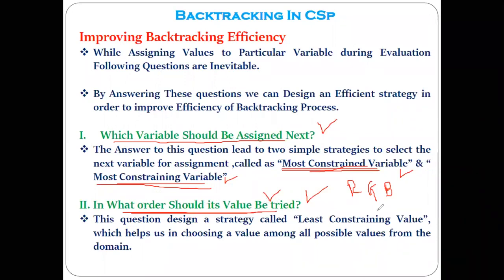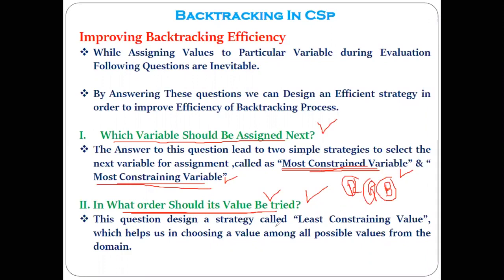It means which color should be taken first. Which color will get chosen first, whether red, green or blue? Instead of randomly taking any color, what is the question saying? You must think about which color must be chosen first, keeping in mind that the backtracking will be reduced. Got the point? Yes, sir.